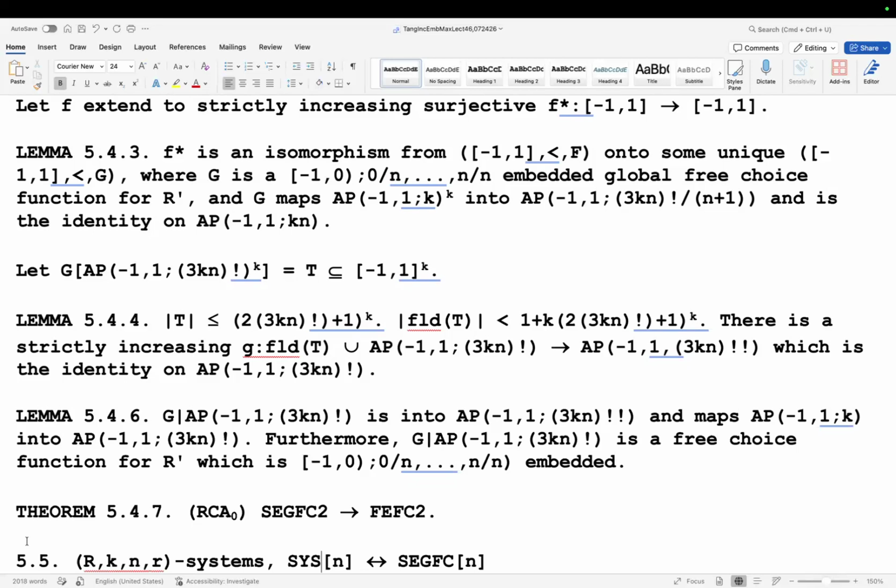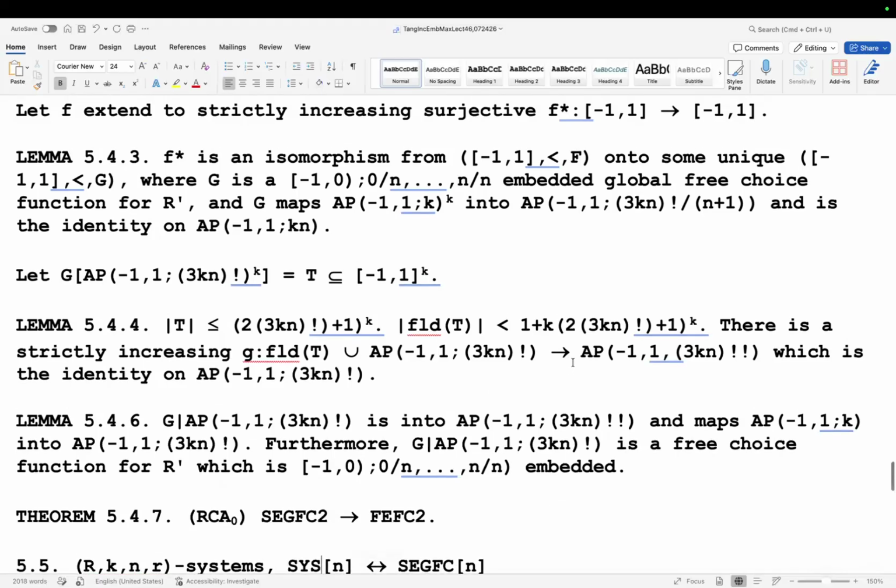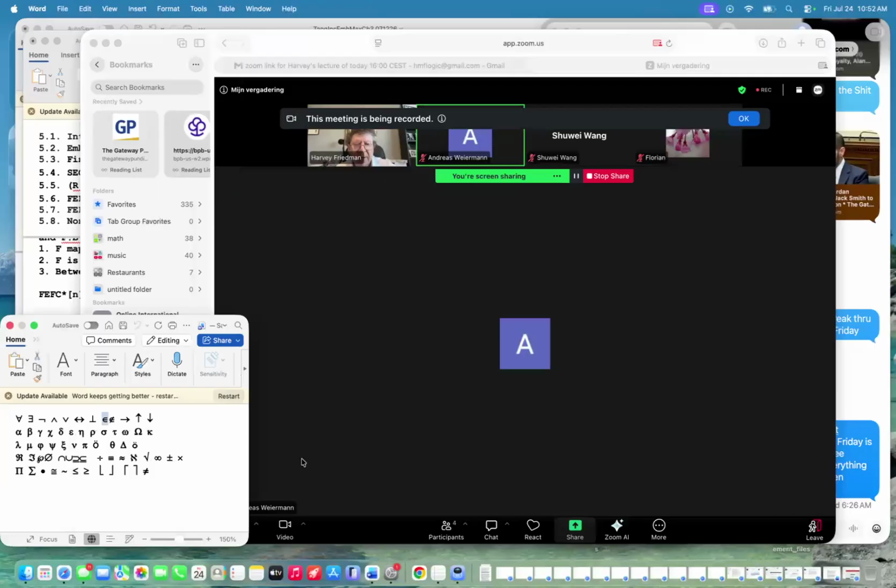And then now we're done because we can actually take G restricted to what we just did. We did restricted to the intermediate arithmetic progression. And this goes into 3kn double factorial just because of this up here and maps the first one into the second one. So it maps the second one into the third one and the first one into the second one. But I mean, it's always to the kth power. Maybe I forgot to put the dimensions in. Yeah. Whoops.